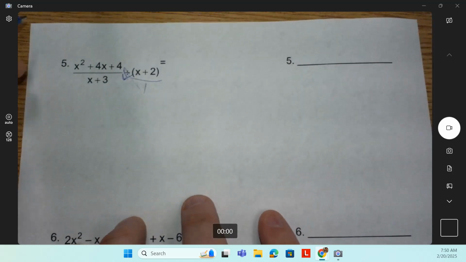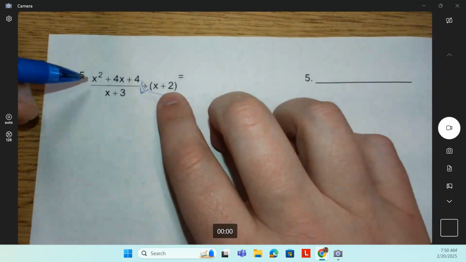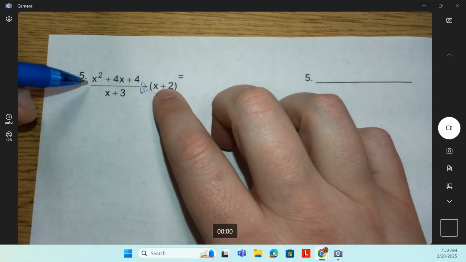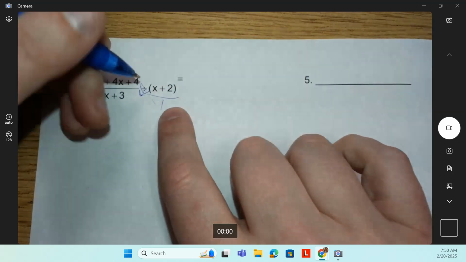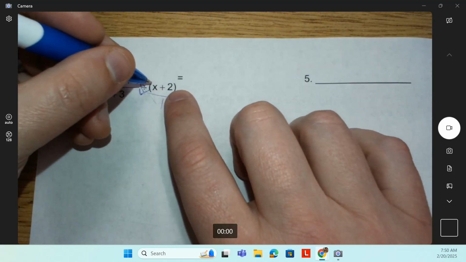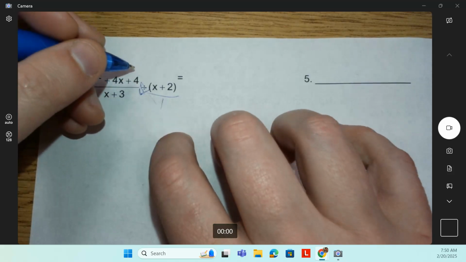Okay, looking at the back of this, the last half. Now we get into some that have division. So when you're dividing, all that means is that if it's on the top, it's going to move to the bottom. Bottom, it's going to move to the top.